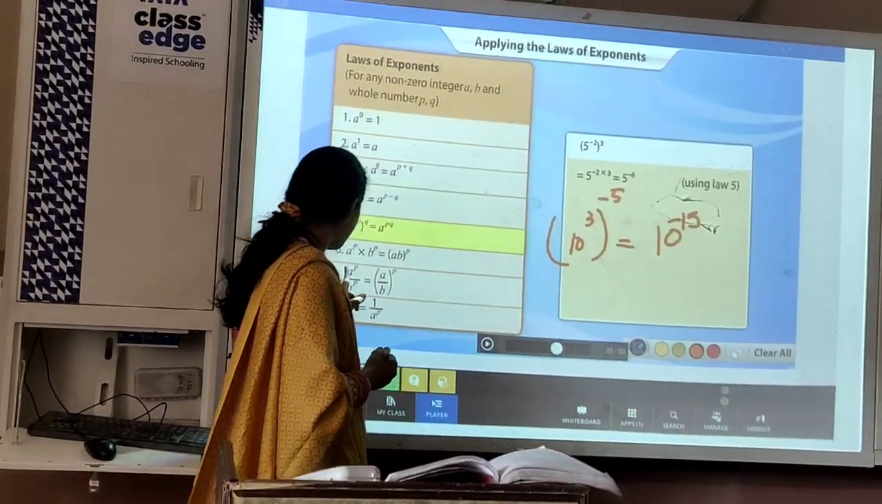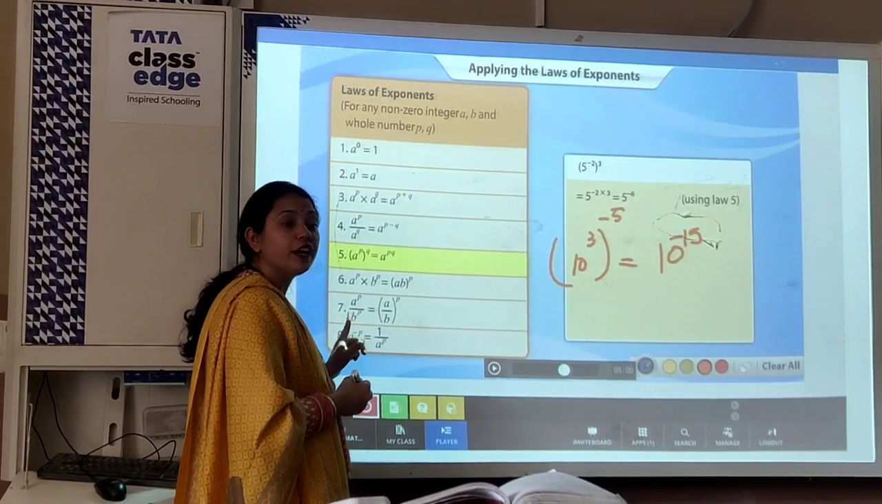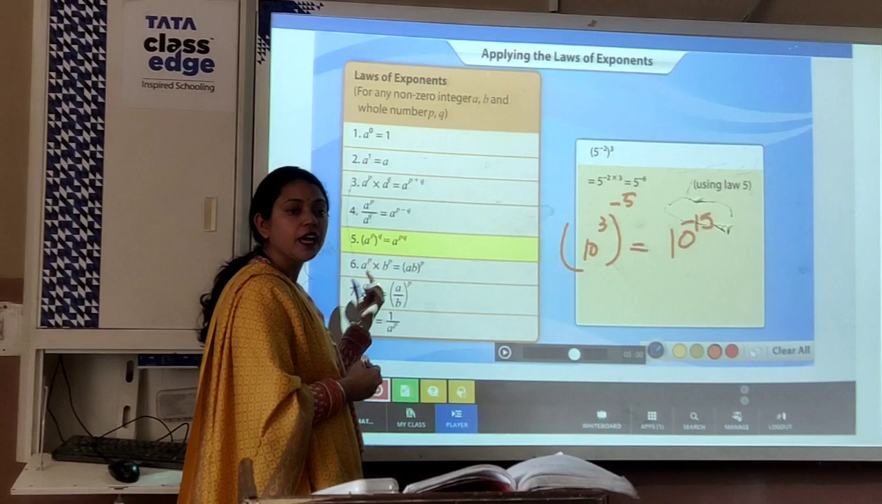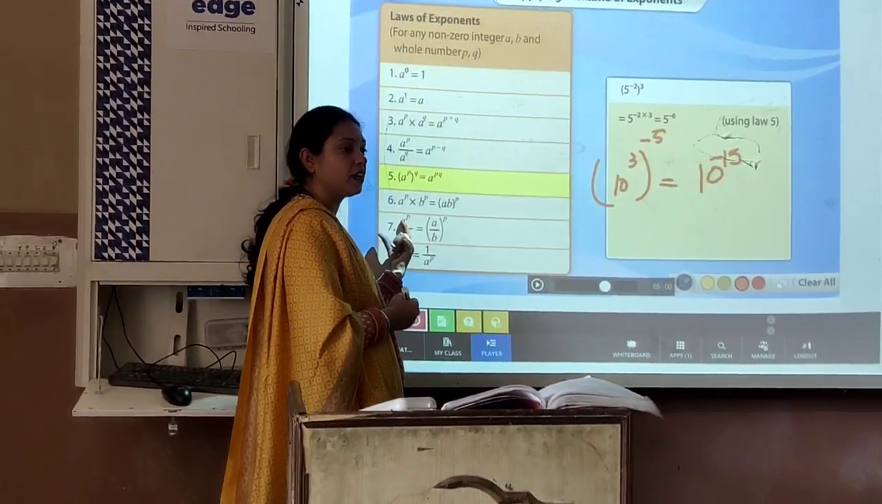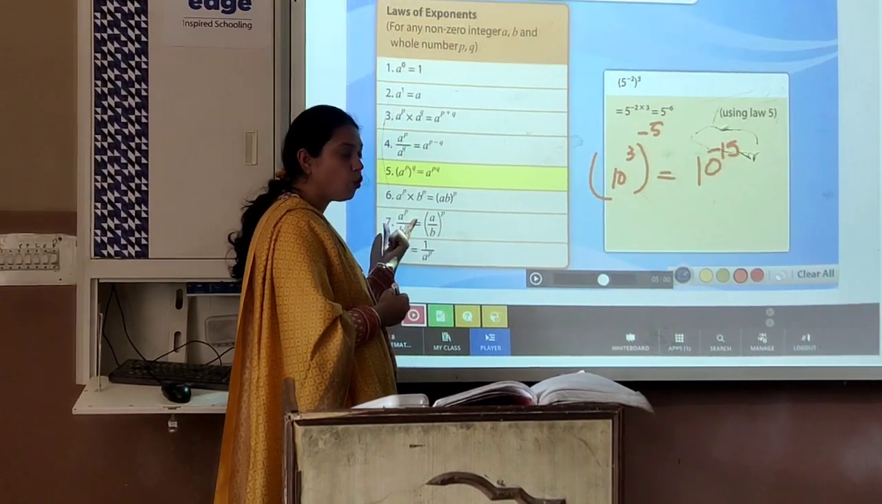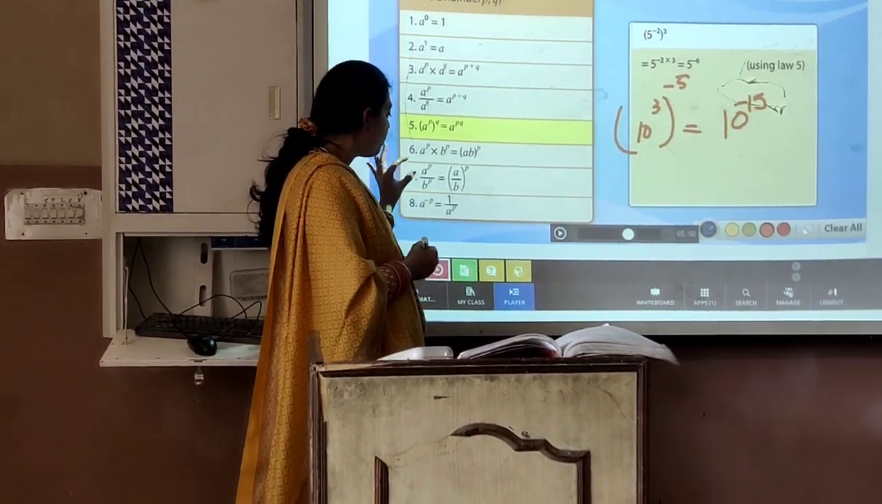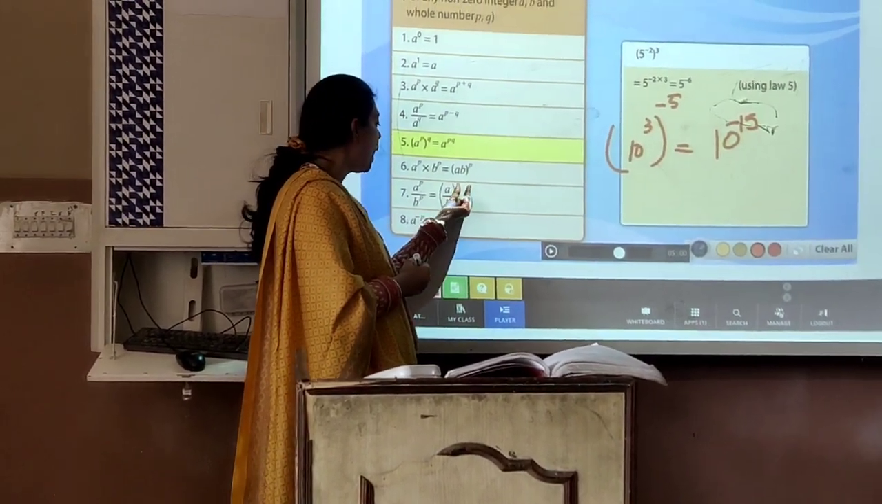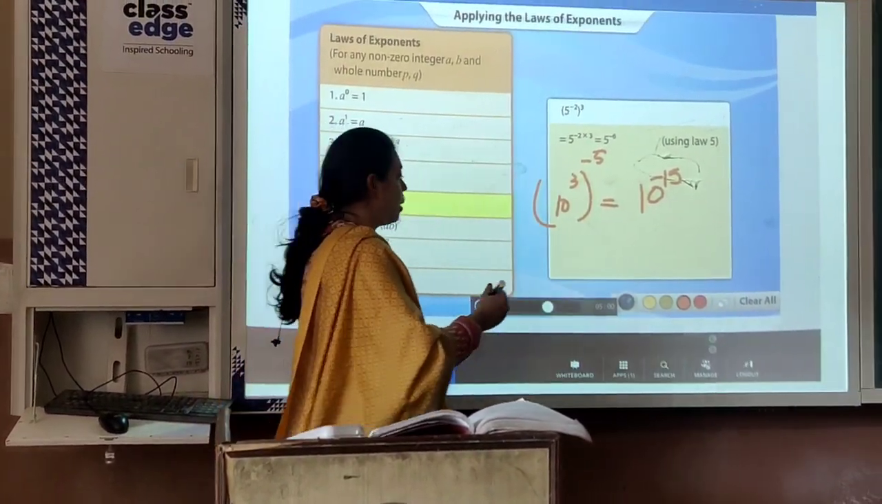Next we have what? Again, different bases. Here the both different bases are multiplying now. Here the bases are divided with the same power. So it is equal to what? Same bases with the same power with the division sign. So I am going to do here.